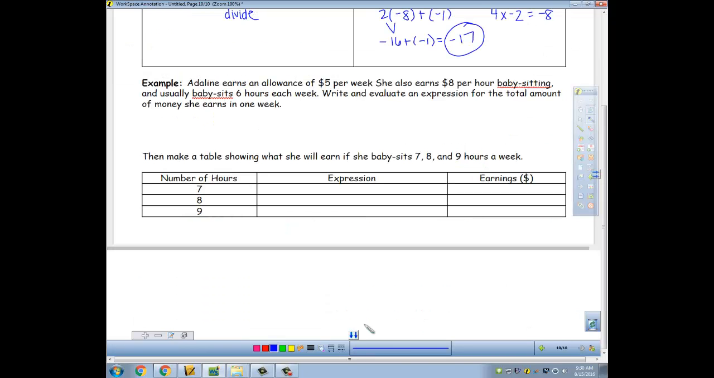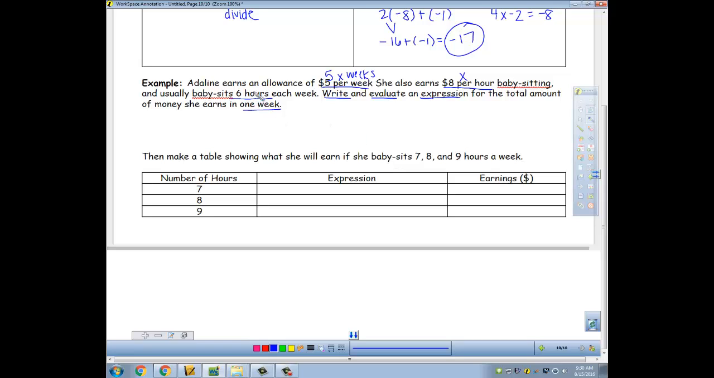Okay, our last example says Adeline earns an allowance of $5 per week. She also earns $8 per hour babysitting and usually babysits 6 hours each week. Write and evaluate an expression for the total amount of money she earns in 1 week. So there's a lot of stuff going on here. So let's go back. $5 per week. Per means multiply. So this means 5 times the number of weeks. You don't need to rewrite that if you don't want to, but just know per means times. Then we have 8 per hour, so 8 times the number of hours.